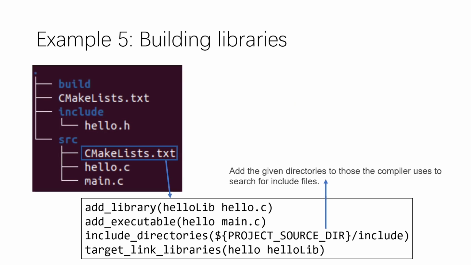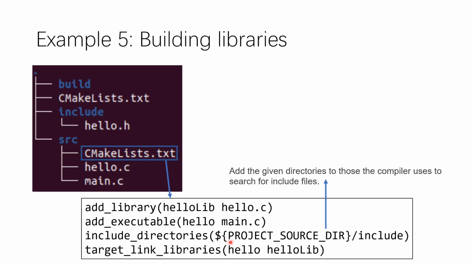In the inner CMake list, we first build the library by add_library. HelloLib is the name of the lib, and we use hello.c to build it. Then we add the executable file, hello, with main.c. Remember, in the main program, we include a header file, so the compiler should be able to find the header file. But now, we put the header files in another folder, include, and the compiler doesn't know it now. Therefore, we should tell the compiler about the directory using include_directories.